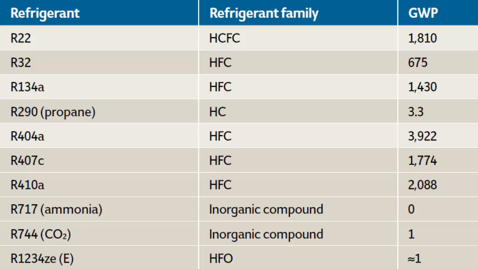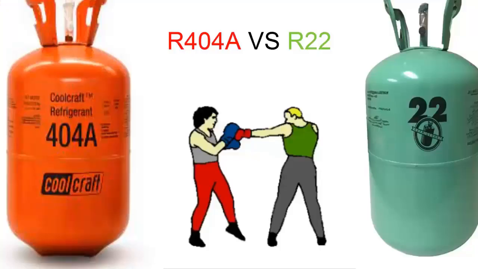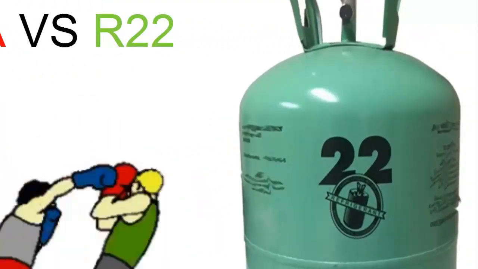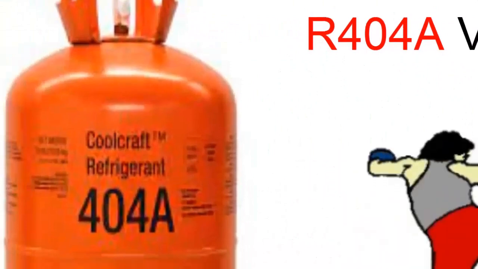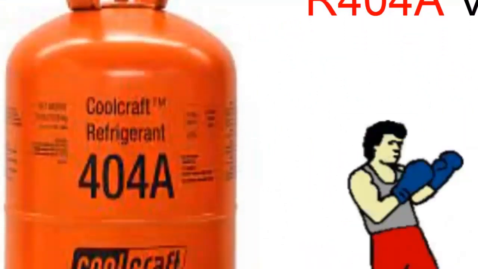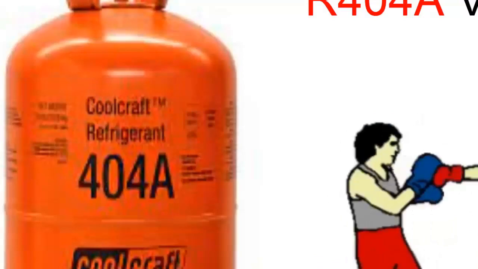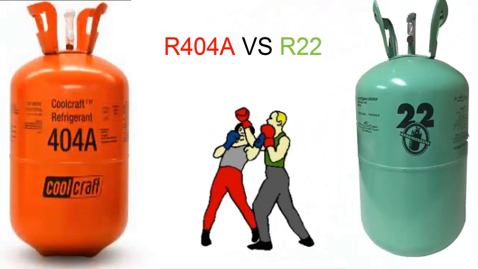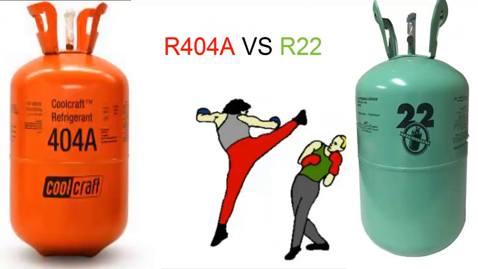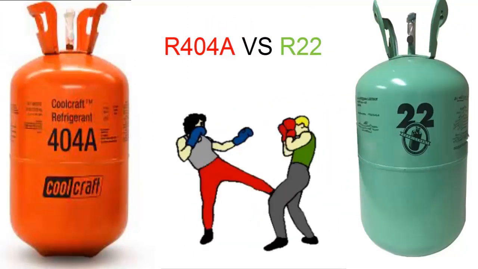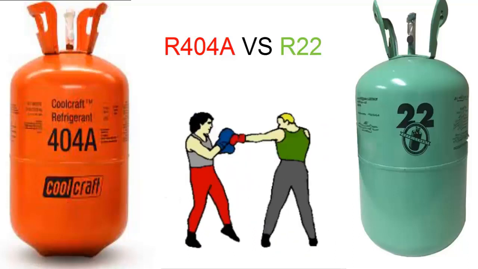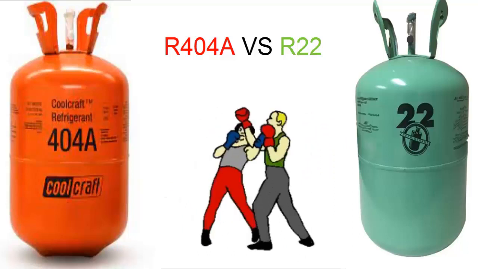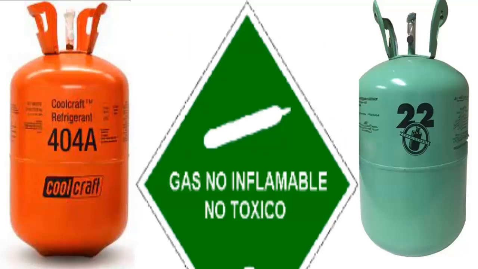R22 is a pure refrigerant, meaning it is composed of a single gas. On the other hand, R404A is internally formed by a mixture of several gases. R22 is used in various fields, including air conditioning, refrigeration, and freezing, while R404A is mainly used for freezing, and with less efficiency in refrigeration. It is not used in air conditioning. Both R22 and R404A are non-toxic and non-flammable.